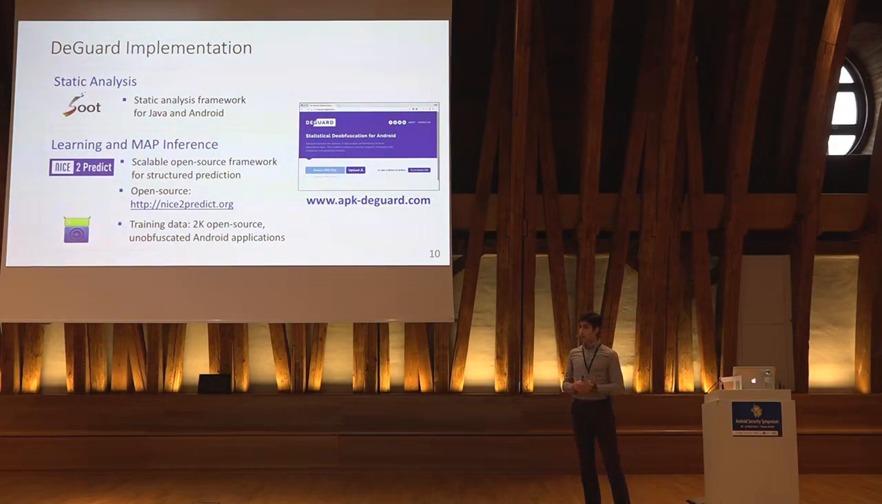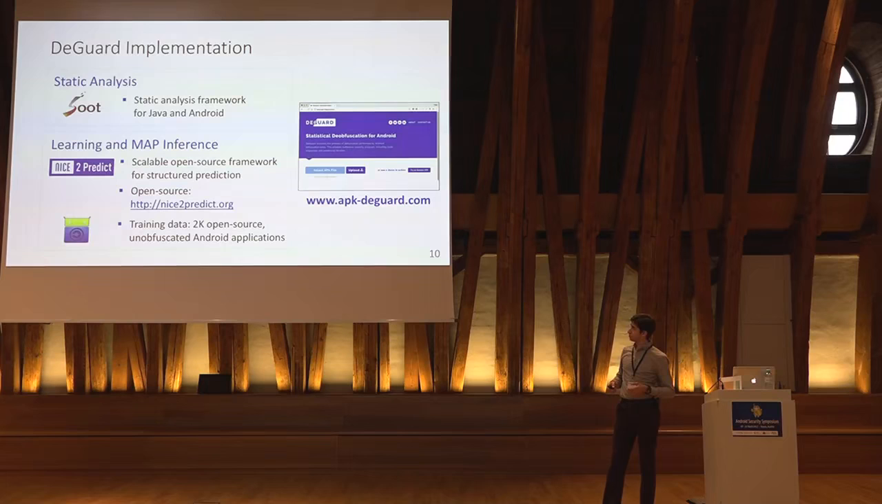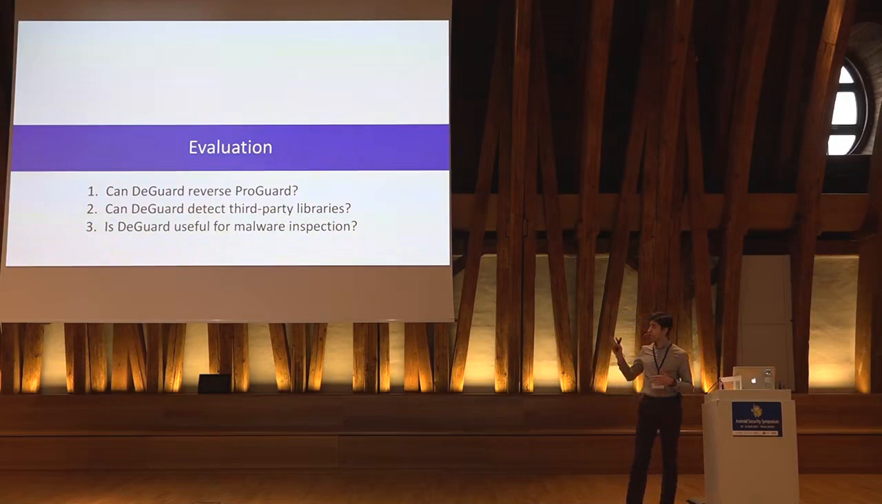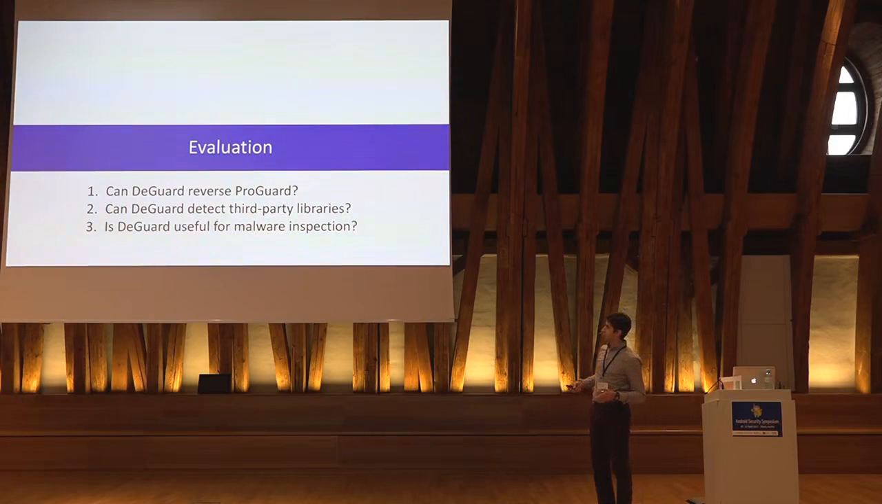In order to train the probabilistic model, we used the 2000 open source applications that we collected from the F-Droid repository. And as I mentioned, this is also the URL where you can find our system. Now, in terms of how well it performs in practice, I'm going to answer 3 questions. The first one is, can DGuard reverse ProGuard, where ProGuard is the main tool that does the kind of obfuscation that DGuard targets. The second question is, can DGuard be used to accurately predict third-party libraries? And finally, we wonder whether DGuard is useful to inspect real malware samples.